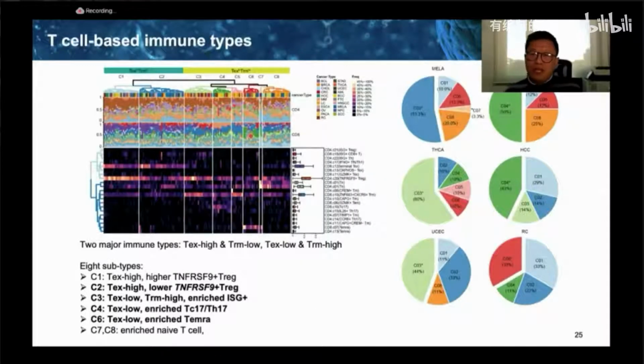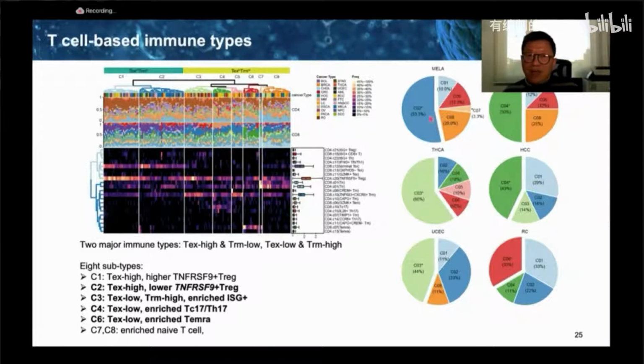So based on the frequency of tumor infiltrating T cells, we define two major immune types. One shows a high frequency of TEX but low frequency of TRM. The other one shows the opposite. And these two major groups can be further divided into 8 subgroups designated from C1 to C8 here. So cancer types usually show enrichment of one of these immune types. And such T cell-based immune typing provides a new reference to understand the overall tumor infiltrating T cell properties.